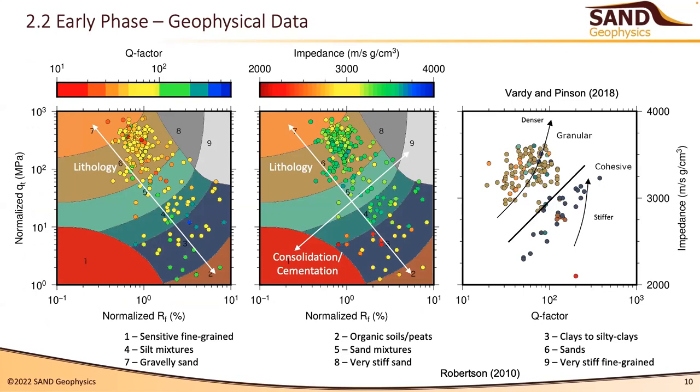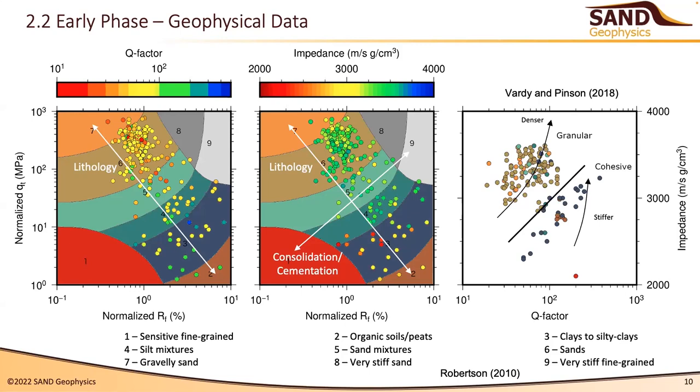But essentially, on the left two panels, we're taking some geophysical data and plotting it on top of a geotechnical plot. The left two panels show a Robertson soil classification chart with each of the coloured zones indicating a different soil classification. The little coloured blobs sitting on top of that are the geophysical data. On the left plot, they're coloured based on Q factor, so based on attenuation. And on the right plot, they're coloured based on impedance. There's some scatter in there, but there are some broad trends that we can see.